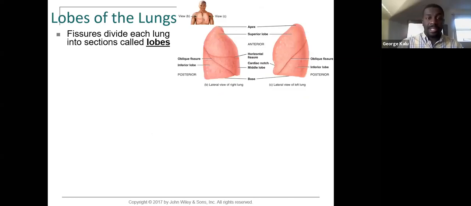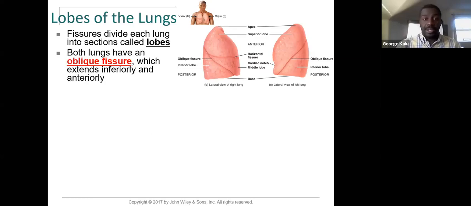Now when we take a look at the lobes of the lung, there are some fissures inside the lungs that make up different lobes. The first fissure that both lungs have is called the oblique fissure. As you can probably tell by its name, it runs in an oblique manner, running anteriorly and inferiorly, and more medially as well.